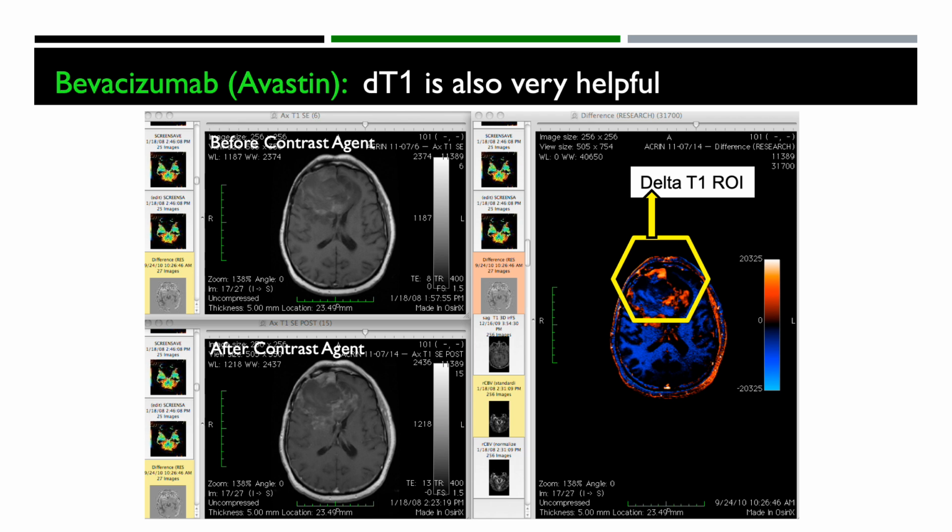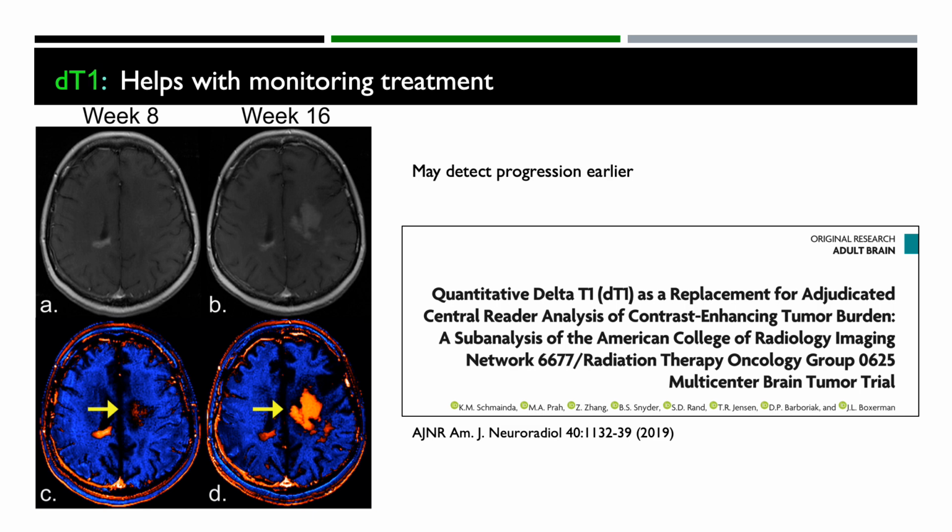However, with our delta T1 map, it makes it really clear where the enhancing lesion is. This is helpful not only for the treatment evaluation, but also for the radiologists who try to draw the areas of true enhancement. We also showed in the same study that delta T1 helps with monitoring treatment. In fact, it could be an earlier indicator of progression than standard imaging. Here you can see progression already at week 8, which is hard to discern on standard imaging, and then was confirmed at week 16. This was reported in a paper analyzing this multi-center clinical trial data.